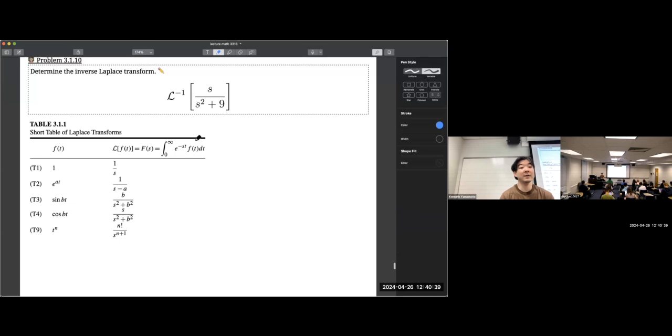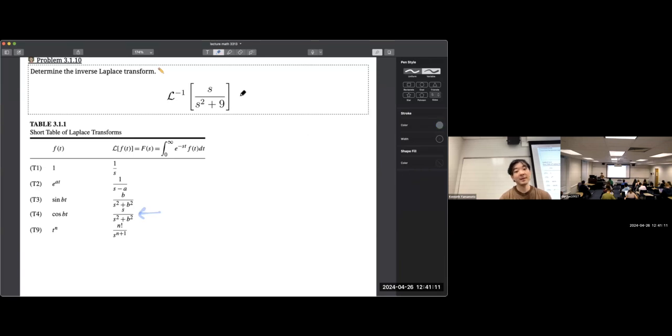So now let's say I want you to compute the inverse Laplace transform of s over s squared plus 9. I'm giving you this table, but you're going backwards on this table instead. We're used to going from left to right, but you've got to go from right to left. Which entry here looks like the one you might want to use? T4, because there's an s up here, whereas this one has a b. So you've got to use this one.